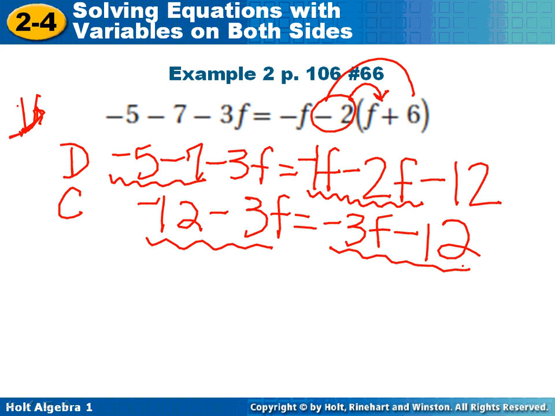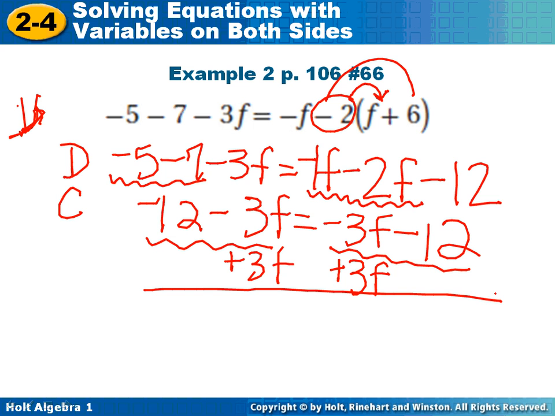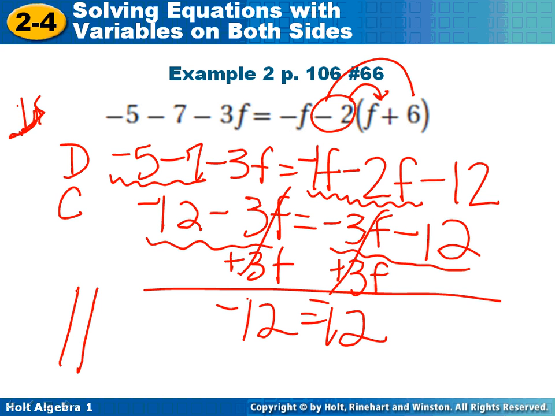So I think you can think ahead of what the answer is going to be. We're going to add 3F to both sides. Cancel. Negative 12 is equal to negative 12, which again is all real numbers. Any number in the whole wide world will make that solution true. Example 3.